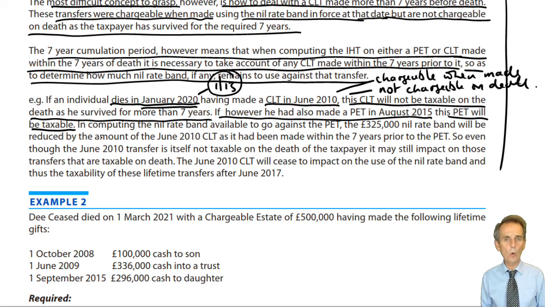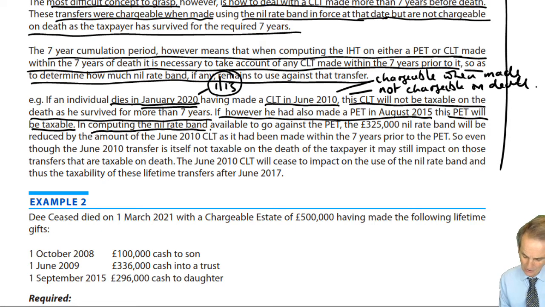You need to know what has gone on in the 7 years before the date of that transfer. This cumulative donor-based tax, as we keep on referring to it. So, back to the note.